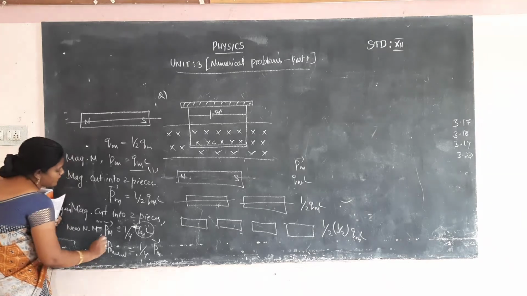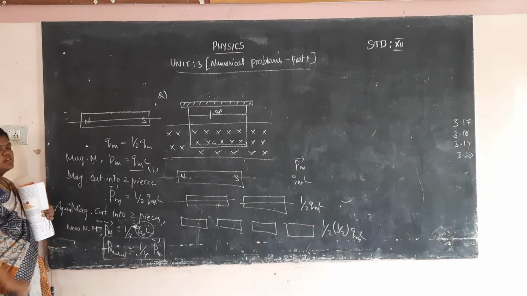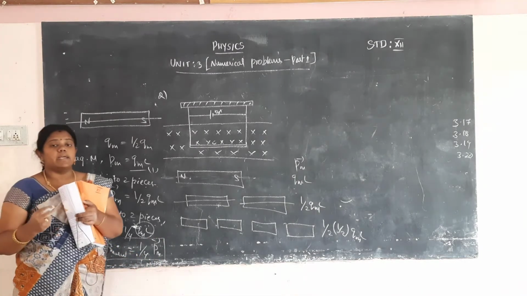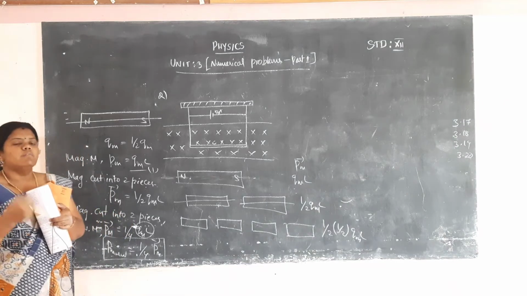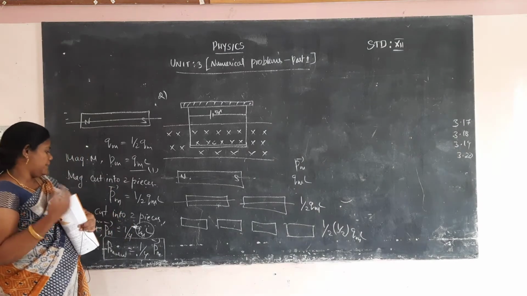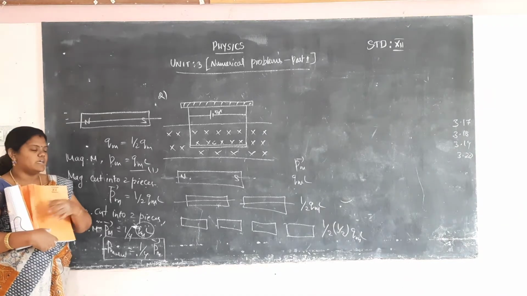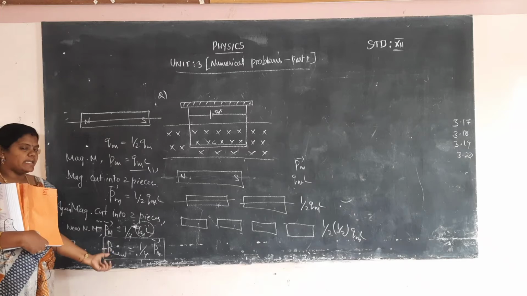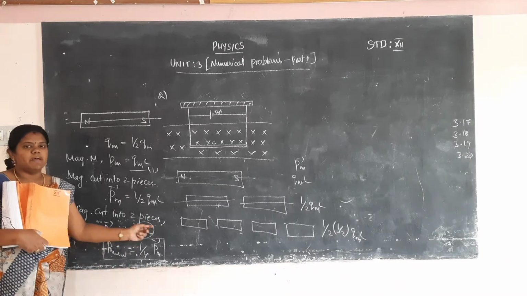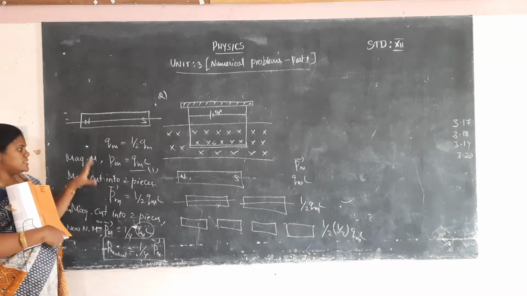So this is the comparison of the magnetic moment to be calculated when the magnet is cut into 4 pieces. So one Bohr magnet will be cut into 4 pieces, and the magnetic dipole moment is reduced by 4. Clear? This is the first problem.